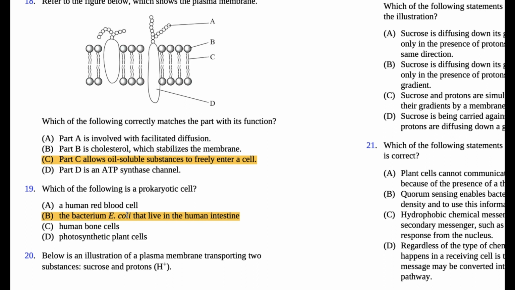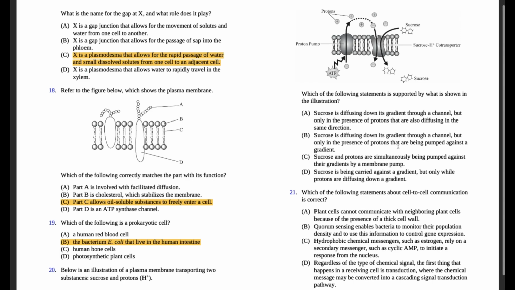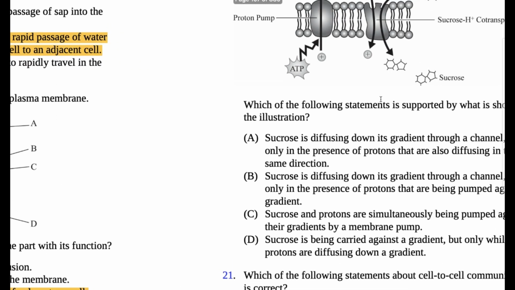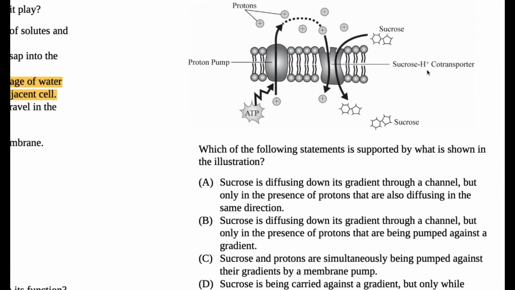However, it does not have genetic materials at all. So that's not going to be the case. Below is an illustration of a plasma membrane transporting two substances, sucrose and protons. And you can see here, this is a co-transporter.